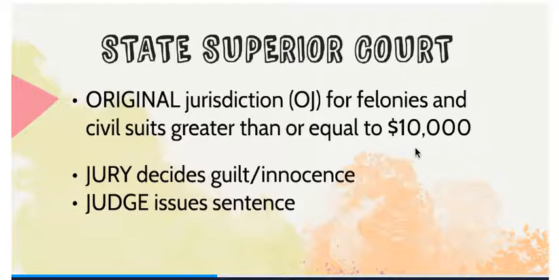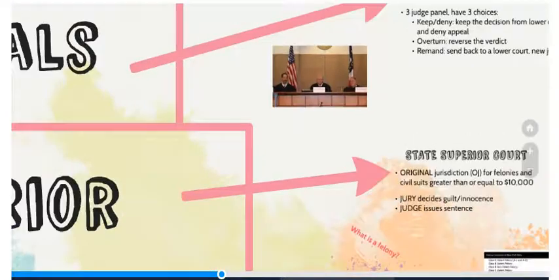So if it's involving 10 grand or over, you're going to wind up in superior court. So here, if it's a more serious crime like Grand Theft Auto or Murder 1 or armed robbery, stuff like that, it's going to be a jury deciding your guilt or innocence and then a judge issuing the sentence. So we do see a jury here in state superior court.